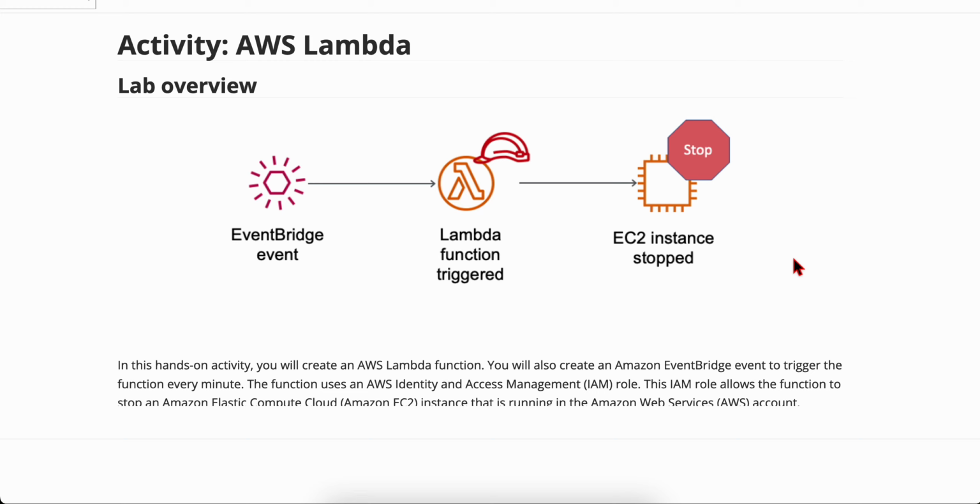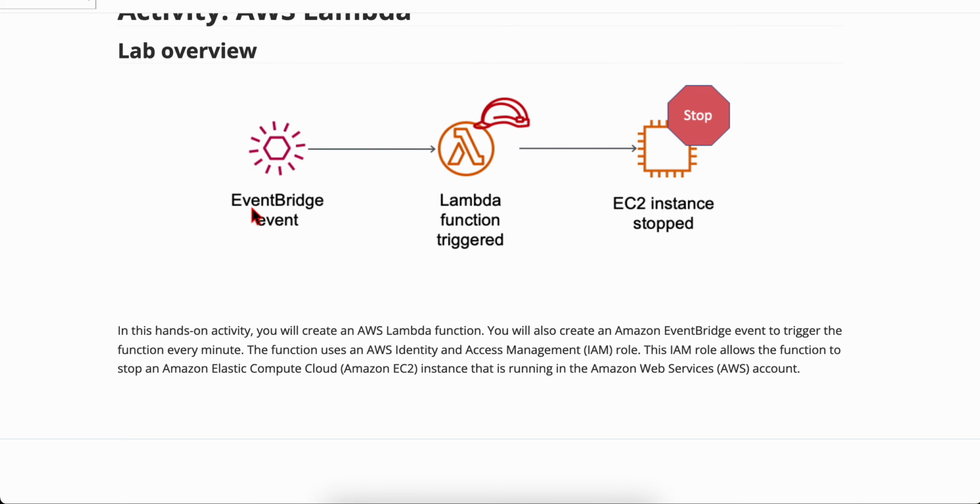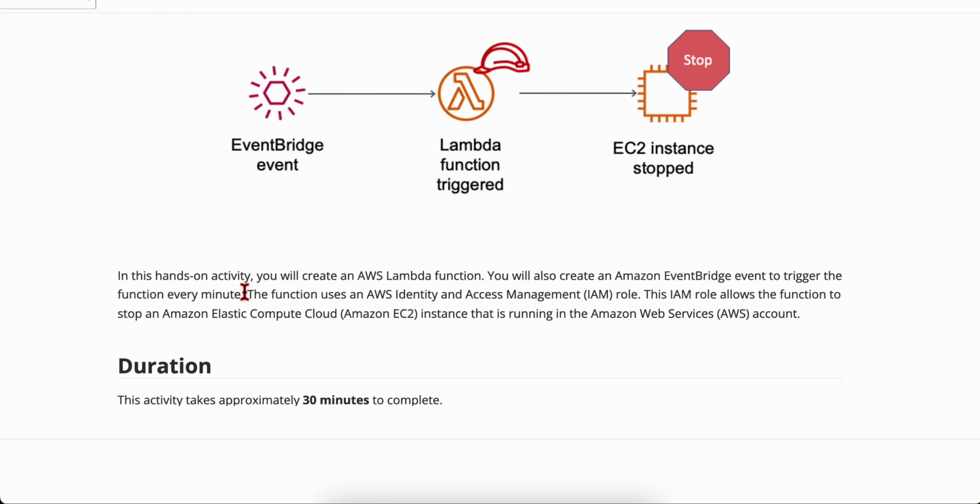So today we are going to do a lab walkthrough on AWS Lambda. So here is a lab overview. We have the EventBridge event, and here is a Lambda function trigger, then the EC2 instance stop.